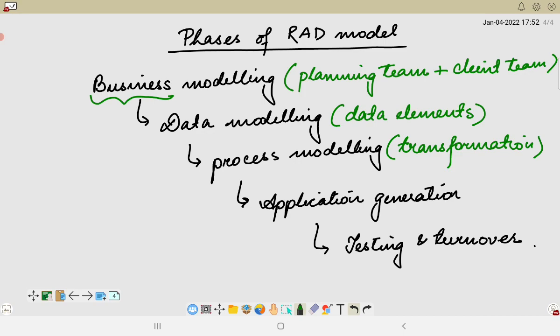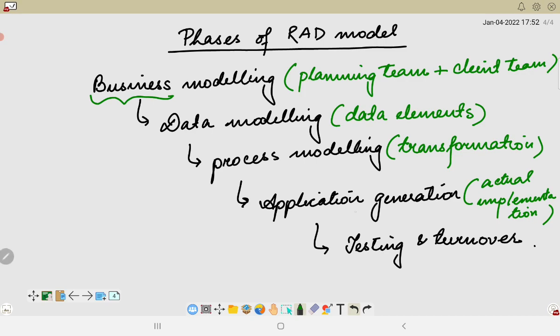Now the fourth step is application generation. Here basically the actual implementation takes place. The actual implementation, or whatever we call the coding phase, starts in this phase, and this is done by using automated tools to convert process and data models into actual prototypes. We already talked about CASE tools.